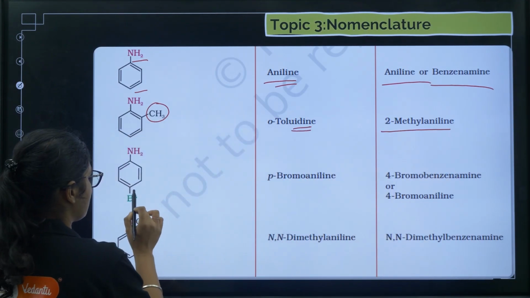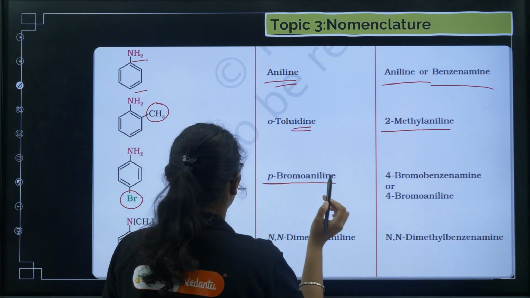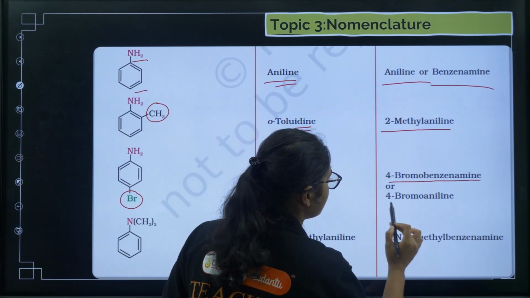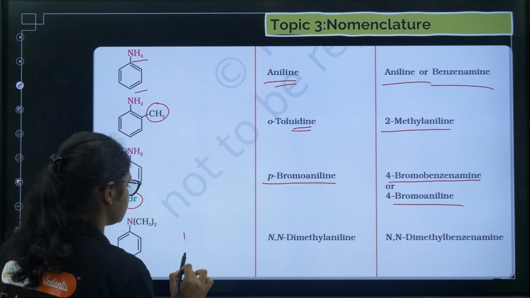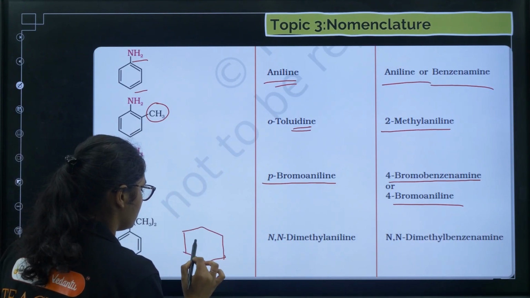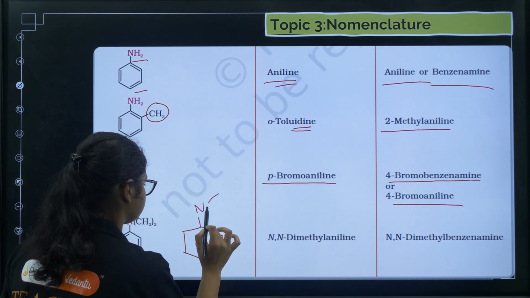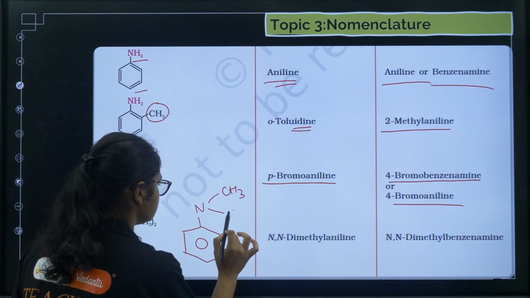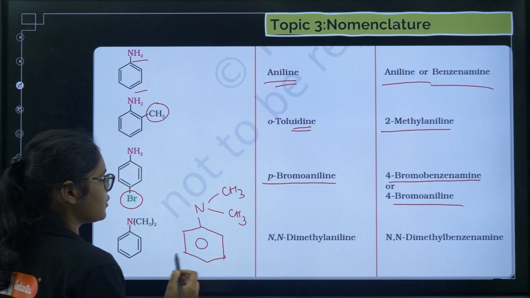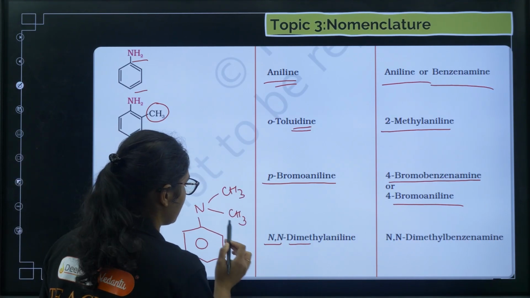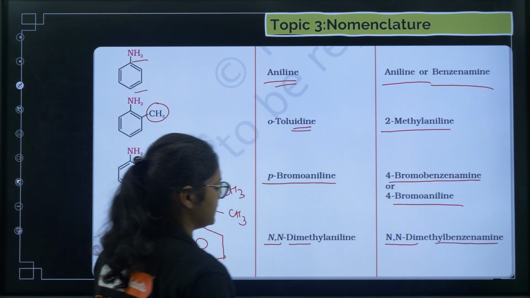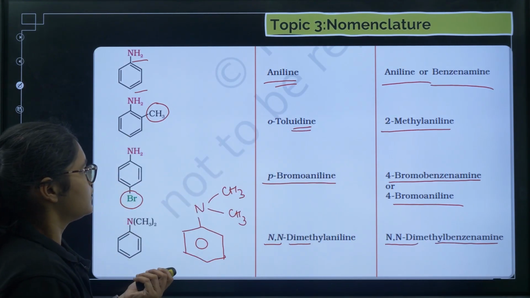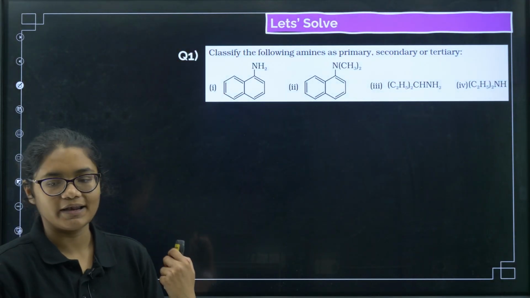Next, similarly here you have para-bromo aniline, or you can say 4-bromo benzenamine or 4-bromo aniline. Now here if you see, the structure is like this. You have a CH3 group, right? So the common name you can say N,N-dimethyl aniline, and here you can say N,N-dimethyl benzenamine. Okay. Fine. So here a small exercise for you.